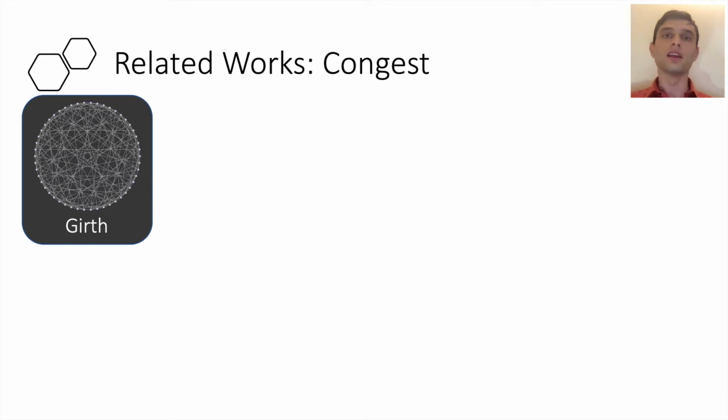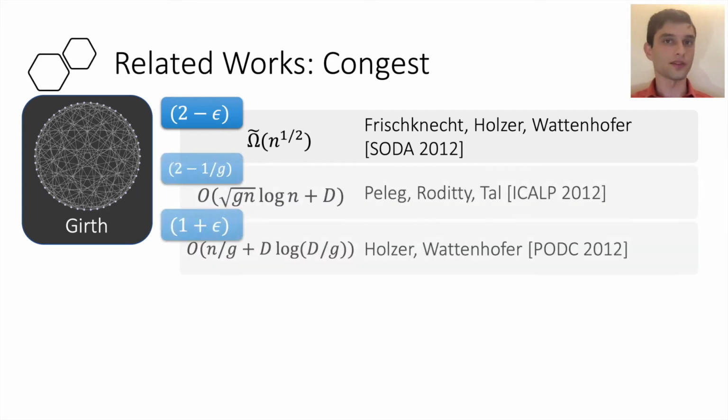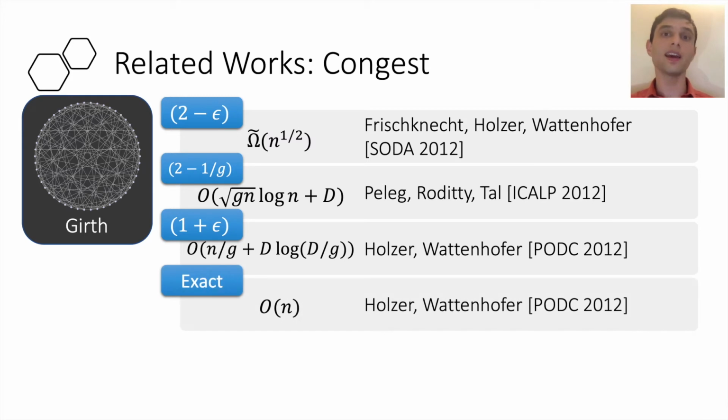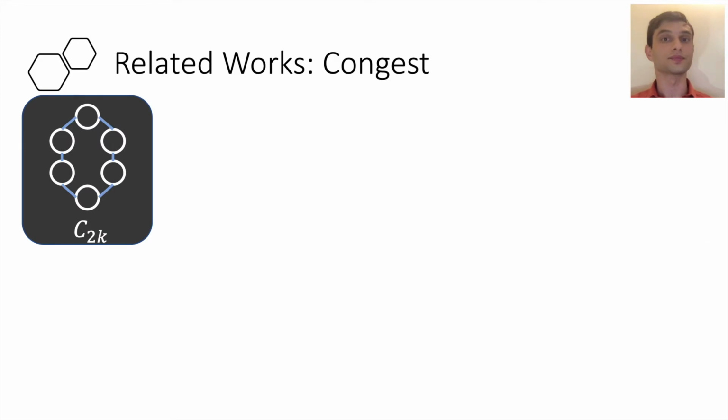When we go to CONGEST, the story is a little more complicated. First, it was shown that it's not possible to approximate the girth too closely unless one wants to pay at least square root of n number of rounds. Later on, approximations for girth were shown in a sublinear number of rounds, and also a linear round algorithm was shown for computing the girth exactly. Our work shows the first sublinear algorithm for detecting girth exactly, as long as the girth is constant.